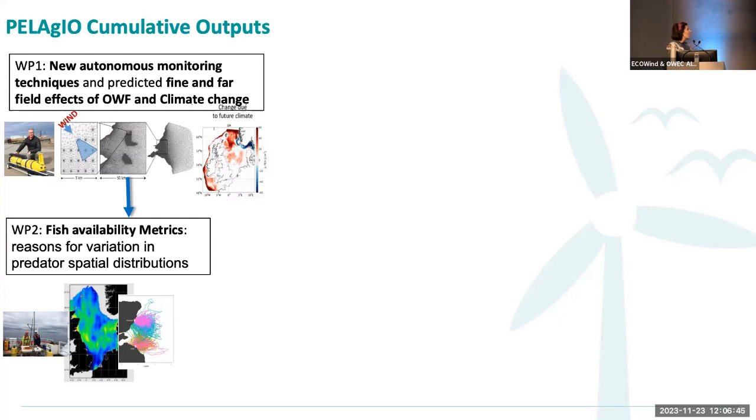In the second work package, we're testing fish acoustic platforms, and again, a range of different modeling approaches as well. What will be available in the second work package is this new fish availability metric that will hopefully provide a lot more understanding of the reasons for the spatial and temporal distribution of top predators. But it's not just survey techniques and acoustics, there is also a lot of long-term tagging data as well.